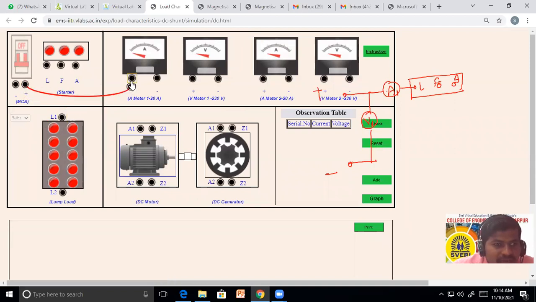Positive terminal can be connected to the ammeter. Then the positive terminal can be connected to voltmeter V1. याच्या अक्रॉस voltmeter आहे पॉझिटिव्ह निगेटिव्हच्या. So we are just connecting the voltmeter here. Now the next terminal of the ammeter. Ammeterचं next terminal L ला connect केलं. So this terminal can be connected to L. Now it is right.